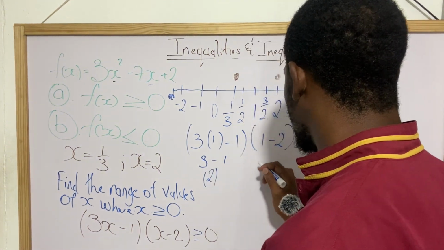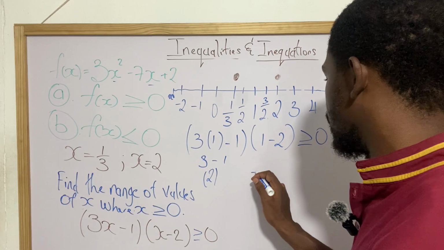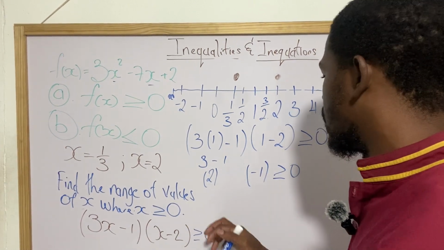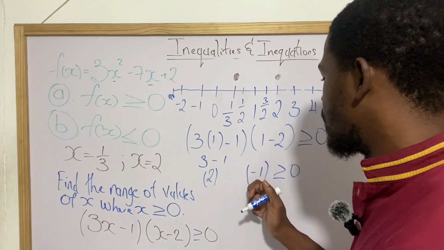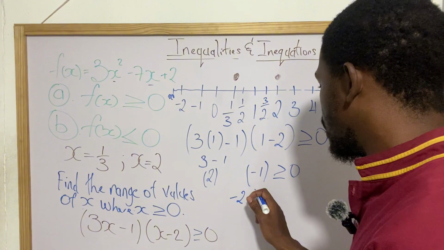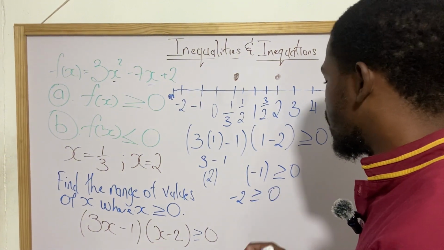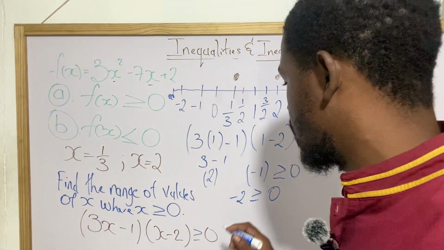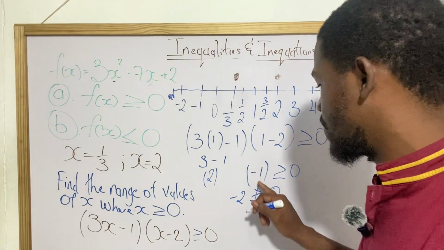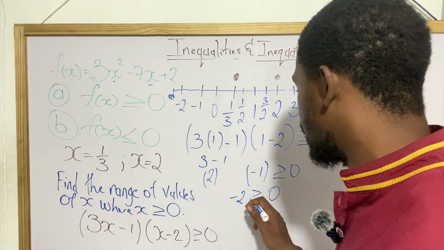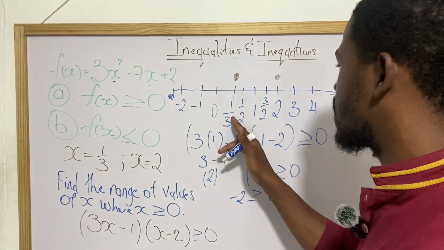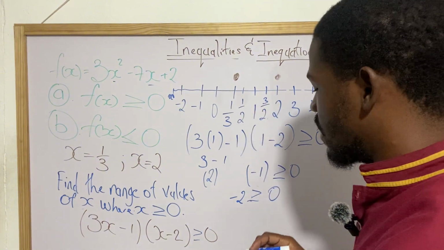And here now, 1 minus 2 is going to give me -1. And is that greater than or equal to 0? 2 multiplied by -1 is going to give me -2. And we can see that -2 is certainly not greater than 0 right there. So this is definitely going to be false. So this doesn't work. So we can't choose numbers that are greater than a third.